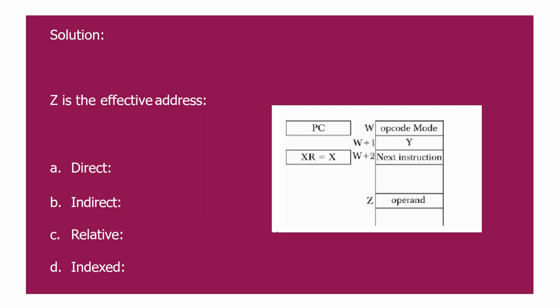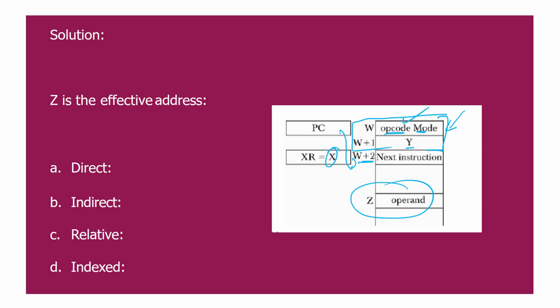Let's see the solution. So based on the question, this is the diagram which has to be made. W has the opcode and mode. W plus 1 holds the Y. W plus 2 is the next instruction. So this forms a single instruction, W and W plus 1. So the program counter will have the value of W plus 2, because this will be fetched and it will be updated. Index register is X. Z is the operand.